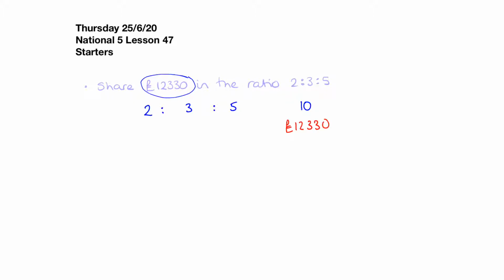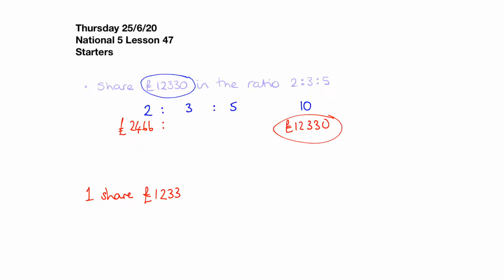Okay, because our 10 shares are worth £12,330. Okay, so that must mean that one share is worth this amount divided by 10. So that's 1,233. So that means that the person with 2 shares gets double the 1,233. So that's 2,466.